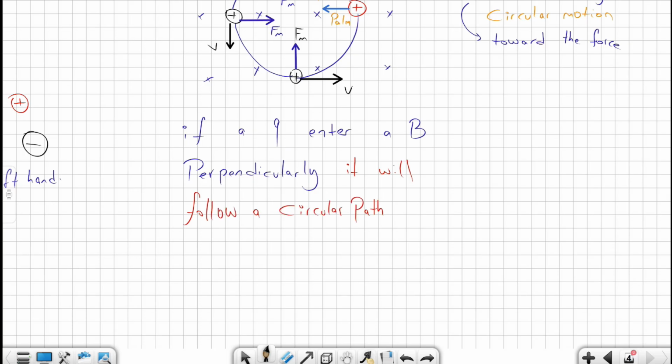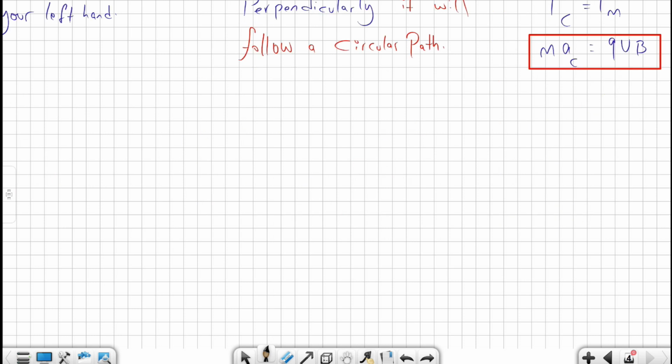Since we have a circular path, it means we have centripetal force, and the force that is always toward the center is already the magnetic force. This magnetic force is always toward the center. We can say that centripetal force is equal to magnetic force. Centripetal force is equal to mac. Magnetic force is equal to QVB sine theta, but we don't write the sine theta because the velocity is perpendicular already. So sine theta is 1 here. mac will be equal to QVB.